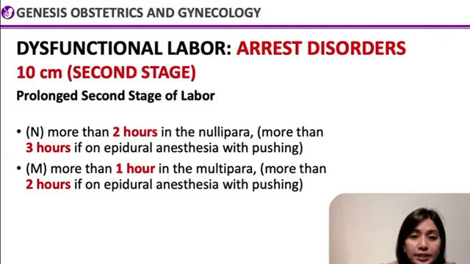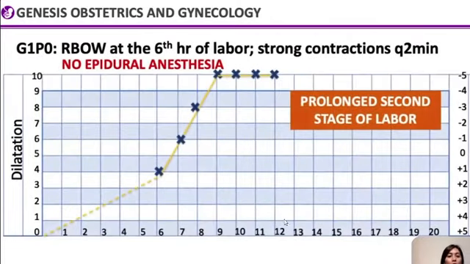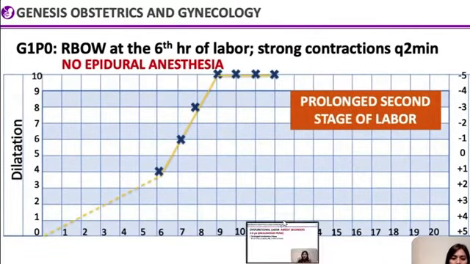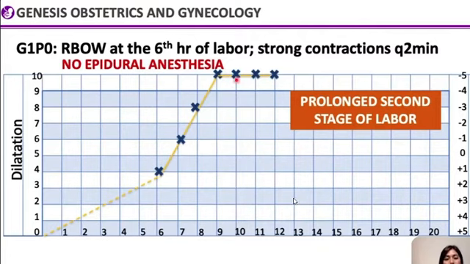Alright? So that's your prolonged second stage of labor. So let's go back to the case. Walang epidural anesthesia. Bakit ko kinol ko na prolonged second stage of labor? Because, di ba, ang prolonged second stage is more than 2 hours kapag wala kang epidural anesthesia. So ito, nasa 3 hours na siya na fully dilated pero hindi pa rin nag-deliver. So with this curve, prolonged second stage na to.